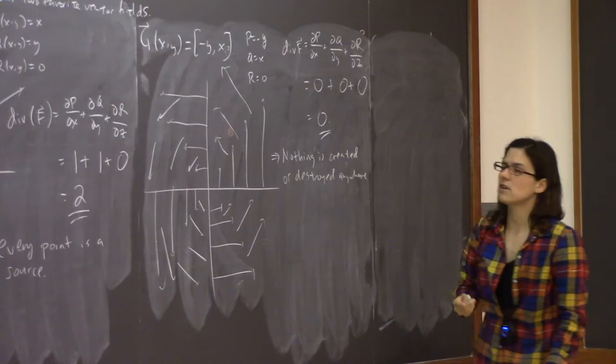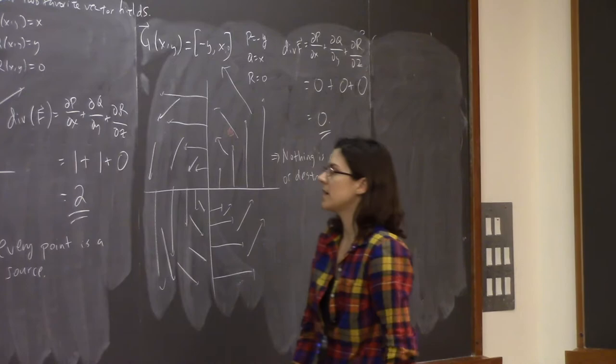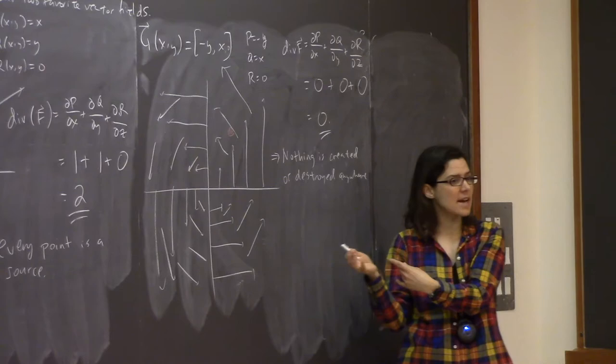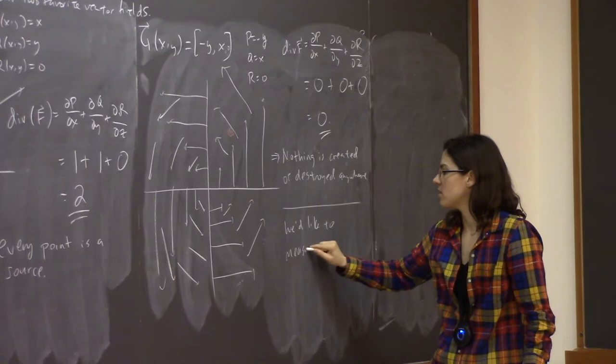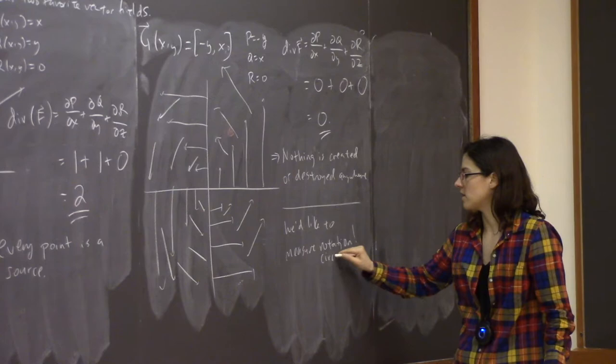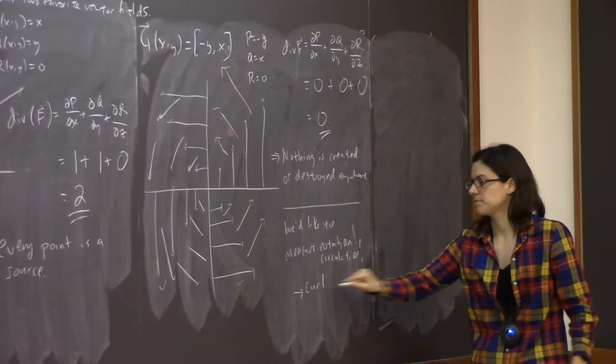So divergence, it seems like it's well suited to this function, but it just tells you this function is boring. But this function is not boring. Something interesting is happening. Things are rotating. So we should have a measure of rotation. So we'd like to measure rotation, because this thing is rotating, or circulation, you might call it. And for this, we use curl. Okay, so let's talk about curl.